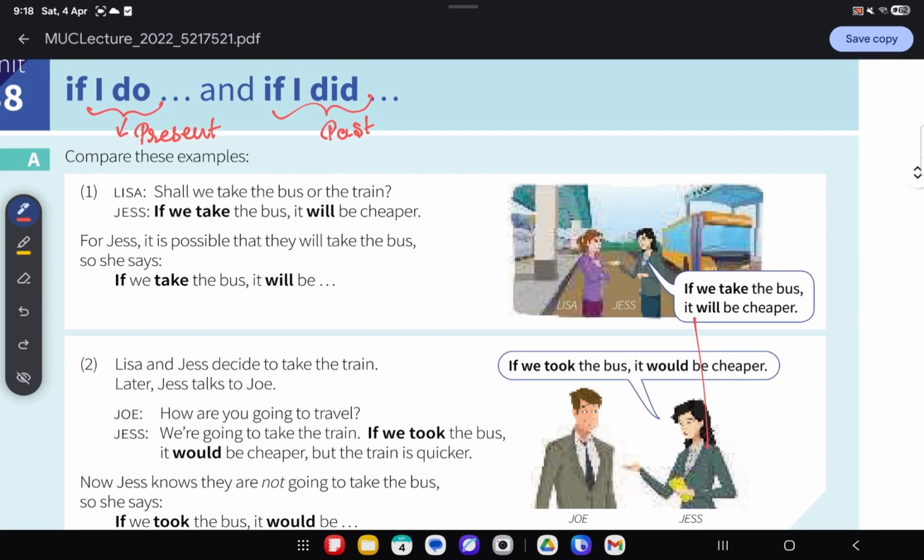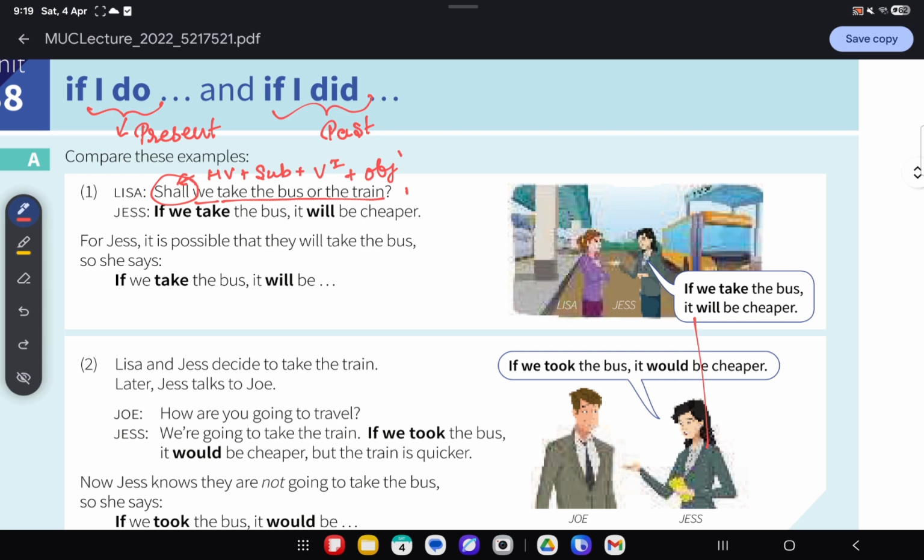Compare these examples. Lisa: "Shall we take the bus or the train?" Shall we, हम पूछ रहे हैं we take the bus or train. It is in future. हम क्या लेंगे? What shall we take, the bus or train? So to ask a question, the helping verb comes before: helping verb plus subject plus verb plus object. So, shall we take the bus or the train?